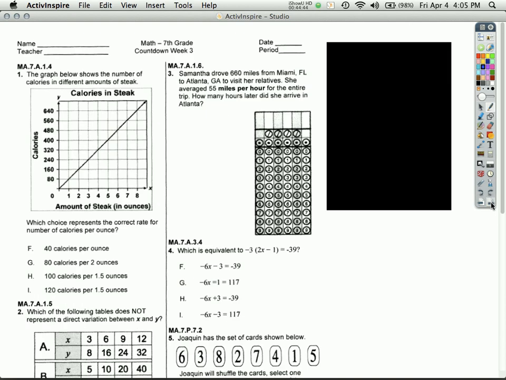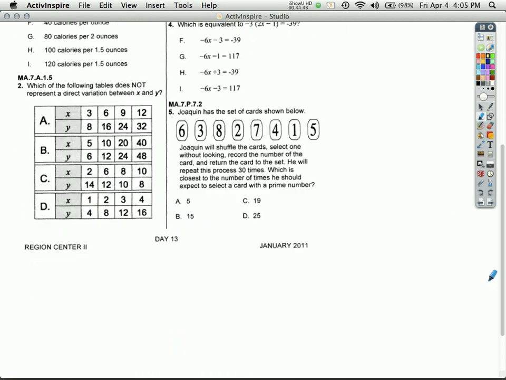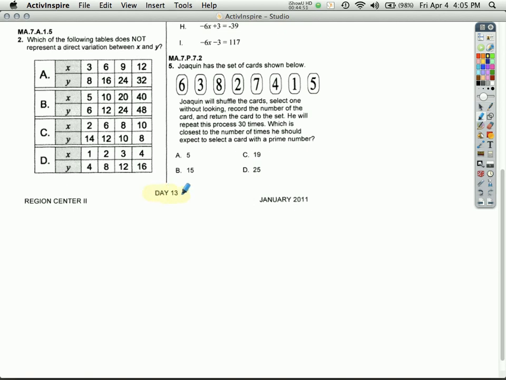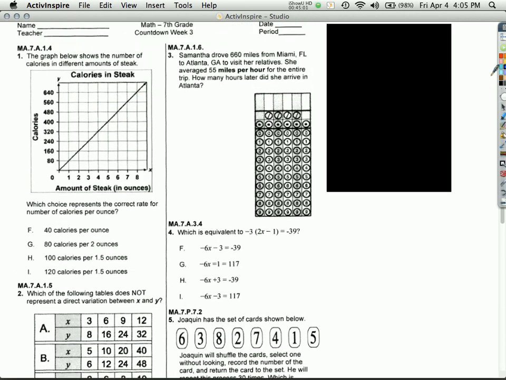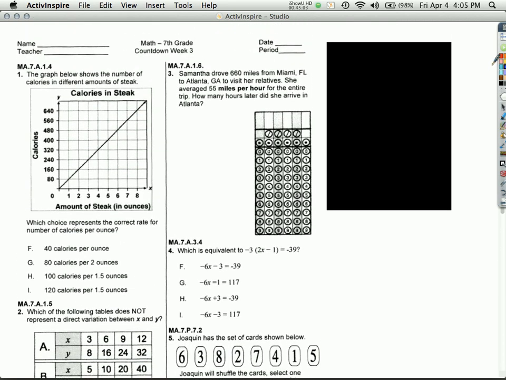Turn the page one more time. And you are doing week 3, day 13. Make sure you are on day 13. You are now going to have 6 minutes for 5 questions. Does anyone have any issues or concerns? Go ahead and begin.